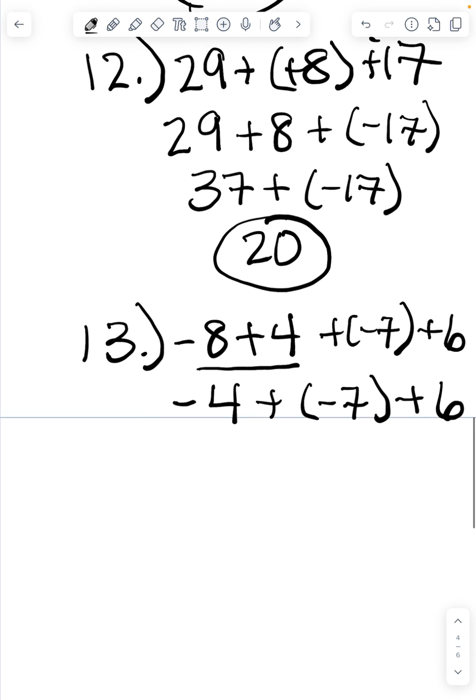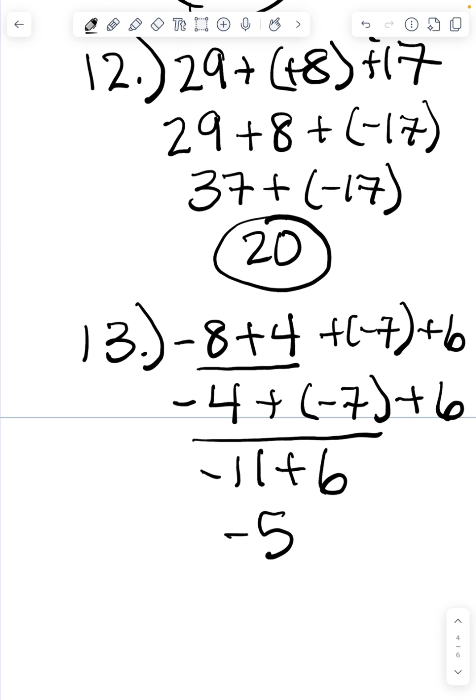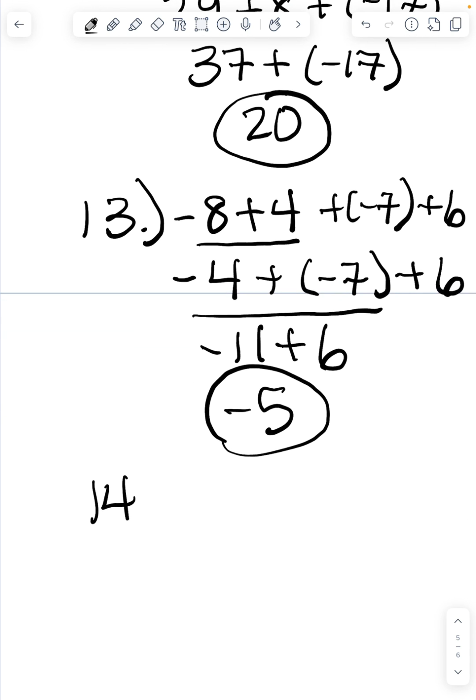So now I'm going to move on to the next 2. Again, I'm just going from left to right. Whether we're adding expressions or subtracting expressions, we always move left to right. So -4 plus -7, add them, get 11, keep the sign because they are the same. Plus 6. Now I've got opposite signs, so I'm going to subtract and get 5, keep the sign of the bigger one.